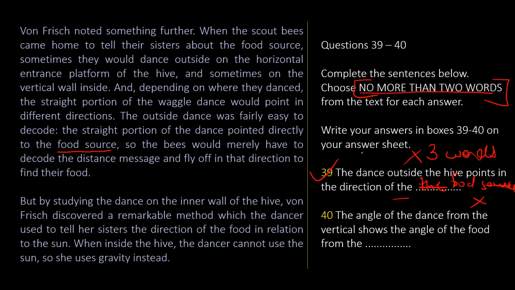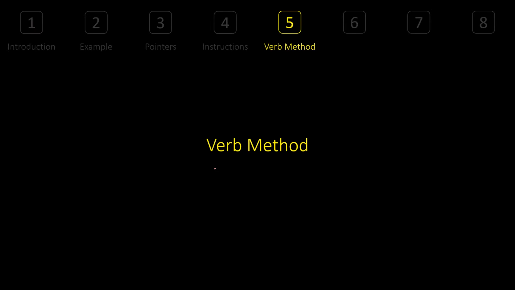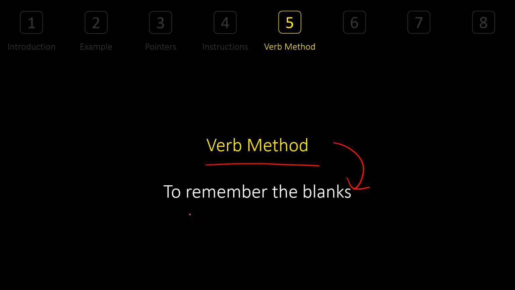Okay, good. The second one is the verb method. We have explained this. We need the verb method to remember the blanks or the statement which contains the blank. Why do we need this? I think we have explained earlier that in a reading exam, the biggest time waster is actually moving from one page to another page.